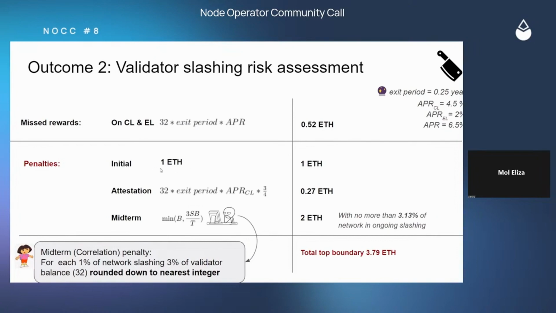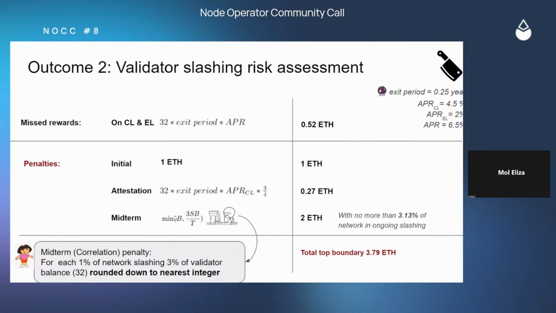The logic on penalties is quite simple. There is an initial penalty, and there are attestation penalties for being offline during the validator exit. Whether it's offline or not, it would still get the penalties. And the midterm or correlation penalty is a little bit trickier. There is a formula here, but the basic logic behind it is again simple. For each 1% of network slashing at the time of midterm penalties, 3% of the validator balance would be slashed as a correlation penalty, within the integer math, which means rounding down to the nearest integer.